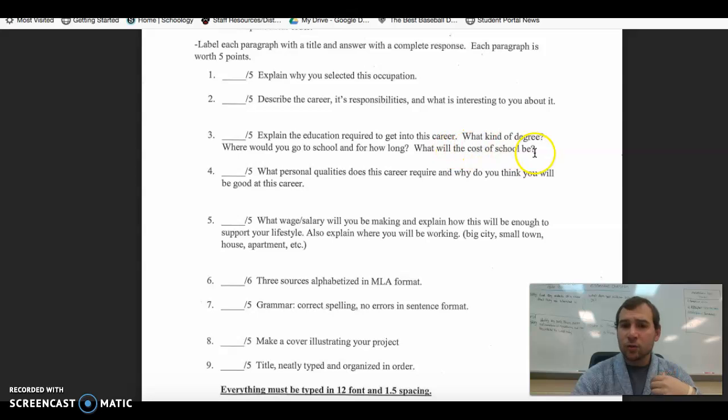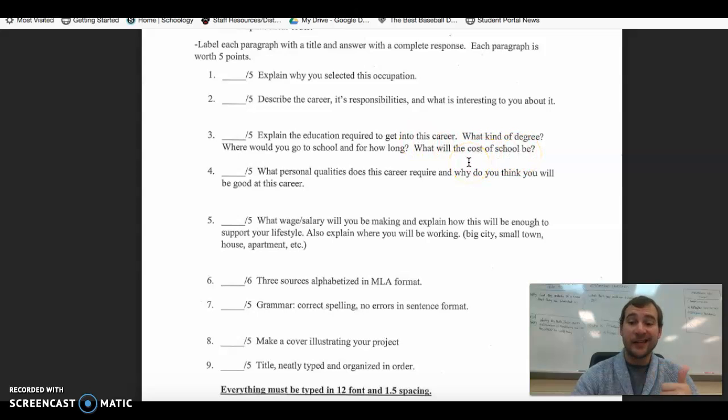What will the cost of school be? So now I've got to go on my school's website. I've got to type in winonastate.com or .edu, and go through their prices and figure out how much money it would cost me to go to school there for 4 years. Okay, and a lot of schools will let you know. So you have to do a little bit of digging to find this.